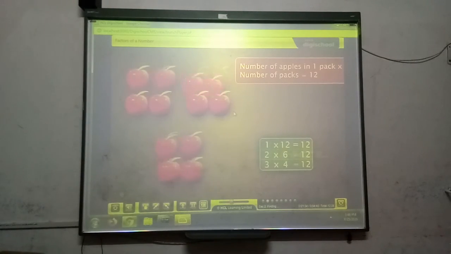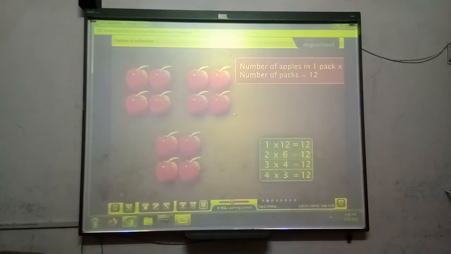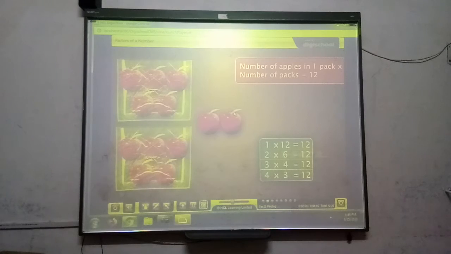Now let's put 4 apples in each bag. 4 threes are 12. So we can make 3 equal packs of 4 apples each. If we put 5 apples in each bag, 2 apples are left behind. We cannot find any number whose product with 5 is equal to 12. So we can say that 5 is not a factor of 12.